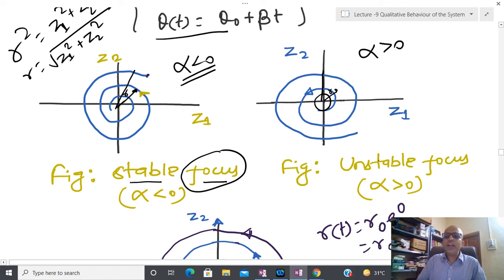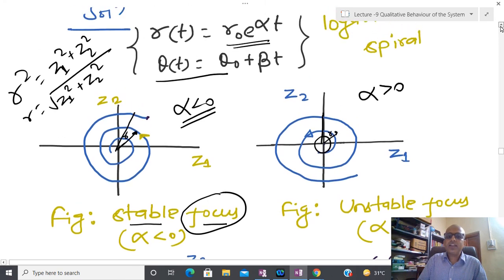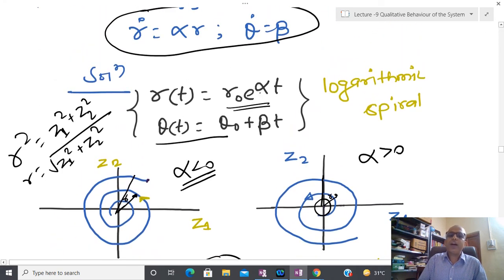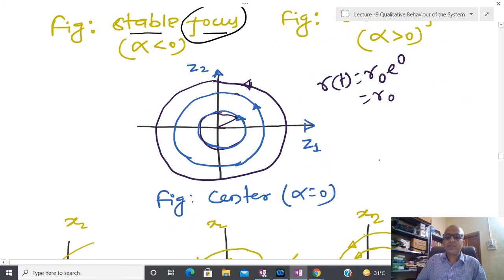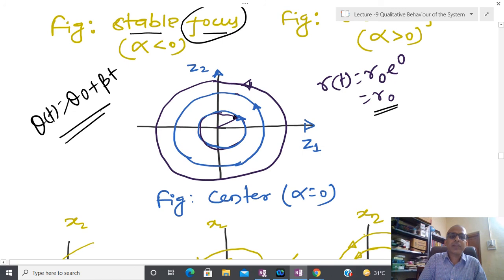Now one more important thing here: suppose alpha is equal to 0. If alpha equals 0, then what is the behavior? Silpi, could you please tell me, if alpha equals 0, then what happens? Yes, sir. Constant. Yeah, constant. It means that if my initial condition is here, then theta is going to change, because I know that theta equals theta 0 plus beta t. So theta is going to rotate, but r is not going to change.